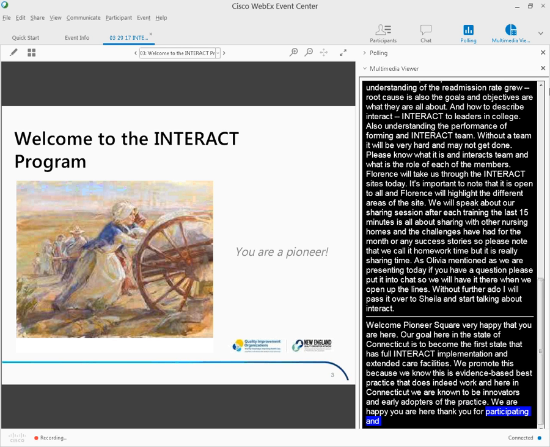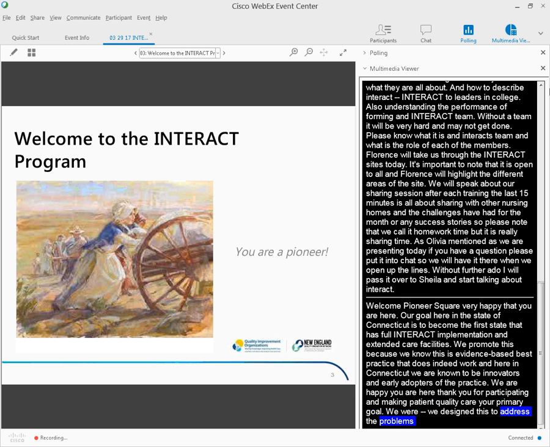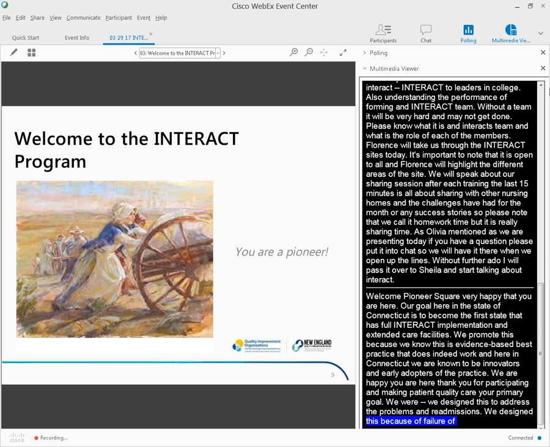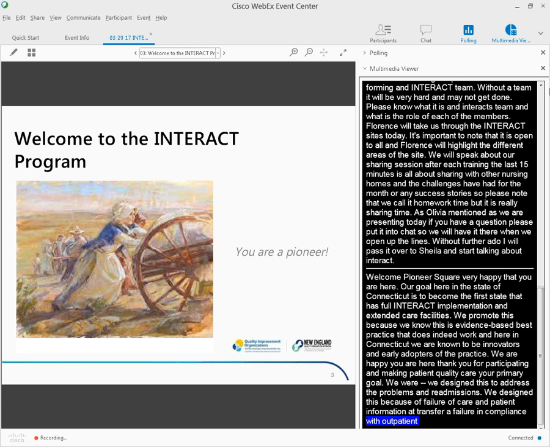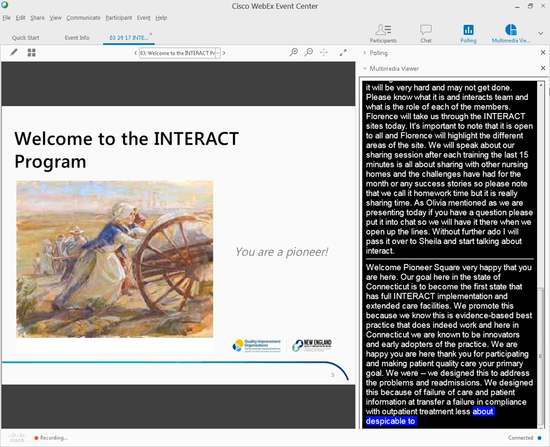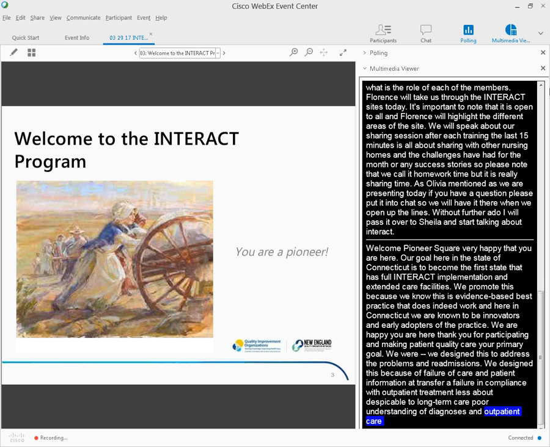So a little bit about Interact. Interact was designed to address some of the root causes of readmissions. We know that 30-day unplanned readmissions result from failure of communication at handover, inadequate patient information at transfer, a failure in compliance with medications, applicable of course to long-term care, poor understanding of diagnosis and outpatient care treatment plans, and the failure to note early changes in condition of patients and residents.